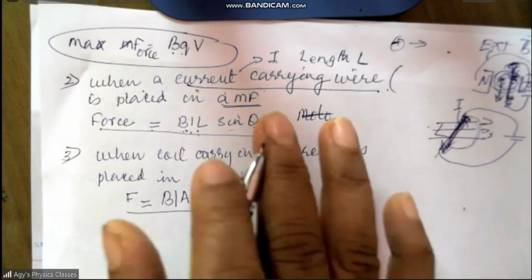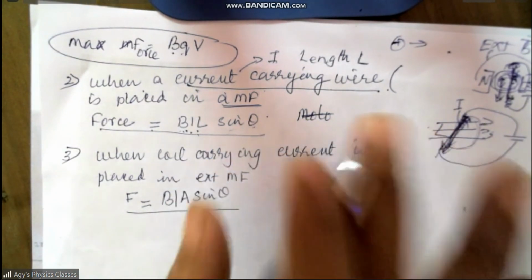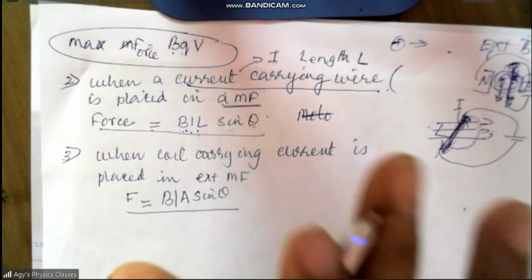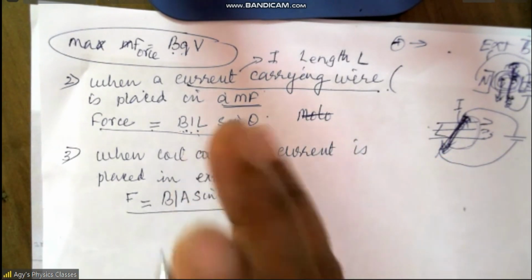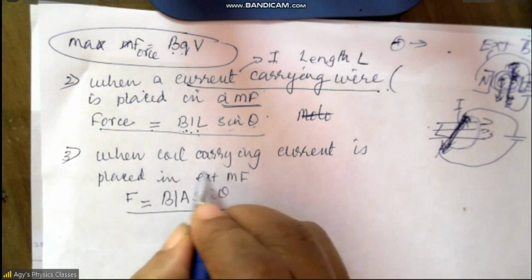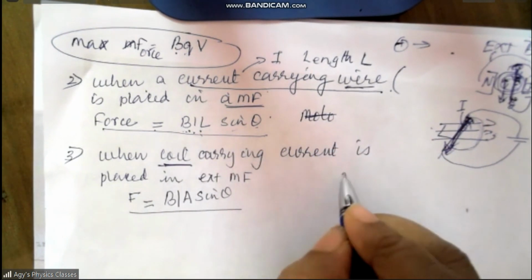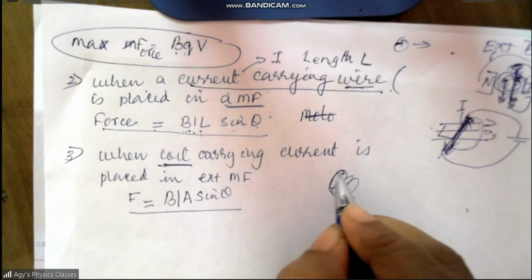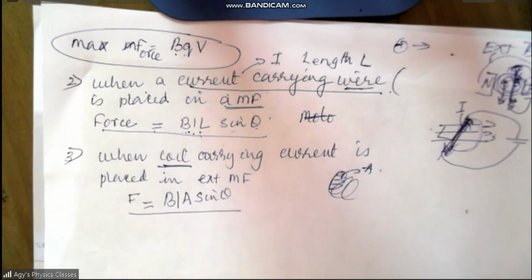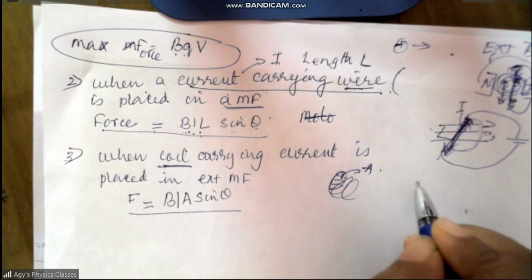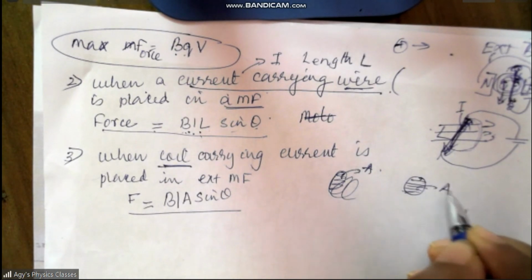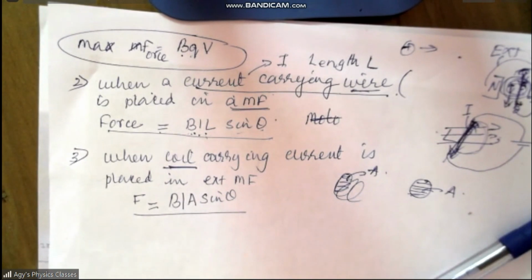What was the first one? BQV sine theta for a charge alone, BIL sine theta for the straight current, and if you've got a coil, if a coil of area, if this is the coil, this area is A. The cross-sectional area means this one. This is the area. Okay, so please note down the three formulas, and quickly study that now.